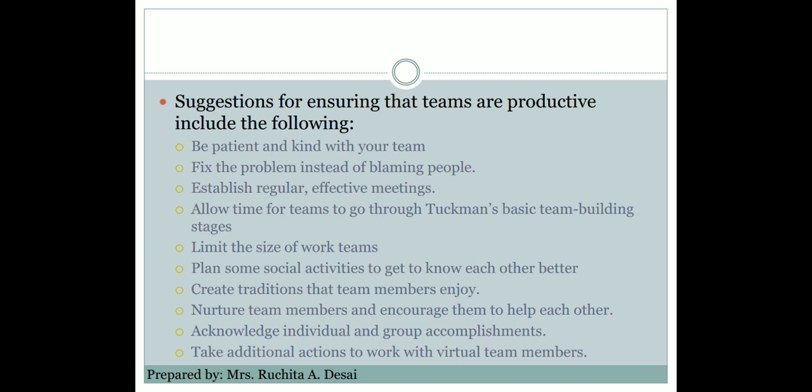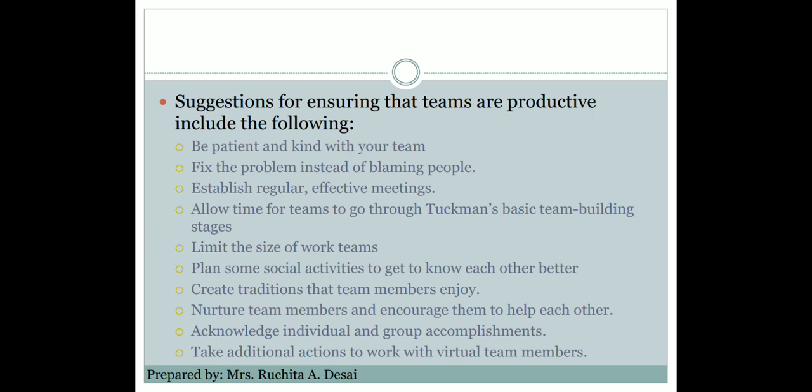The next is establish regular, effective meetings. You should focus on meeting the project objectives and producing positive results, and for that you have to focus on the meetings. You have to establish the meetings regularly, and you have to make them effective so that you can achieve the positive results and meet the project objectives.